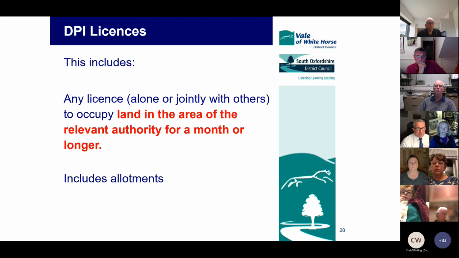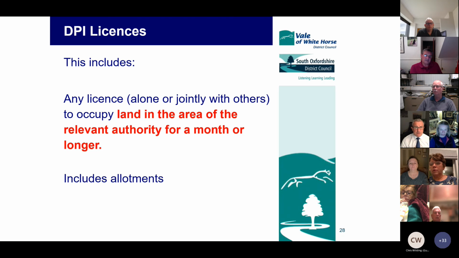Licenses, I wanted to make it clear that it's any land in the area of your relevant authority for a month or longer. So it wouldn't include hiring the village hall for an event, even if up to a week. If you were hiring, as I say, the village hall for perhaps an Amdram production or something like that, that would be fine. It's anything for a month or longer.